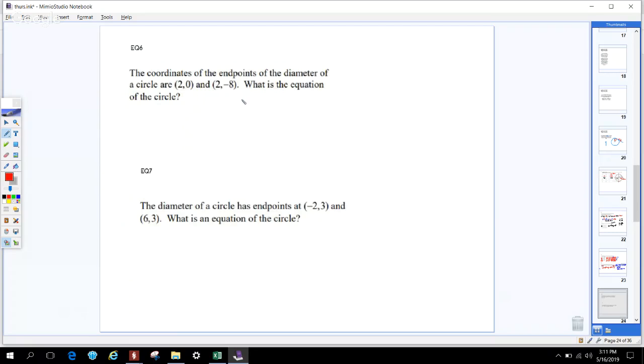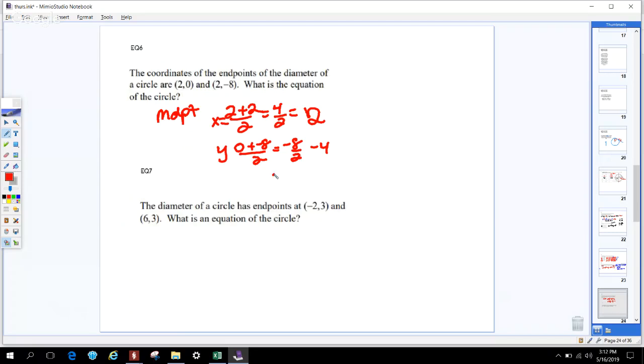Okay, midpoint. For midpoint formula, we add the x's: 2 plus 2 divided by 2, 4 divided by 2. So our x equals 2. Then we add the y's, divide by 2. So what's my midpoint? 2, negative 4.